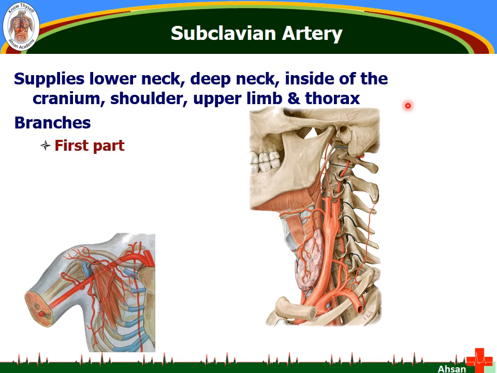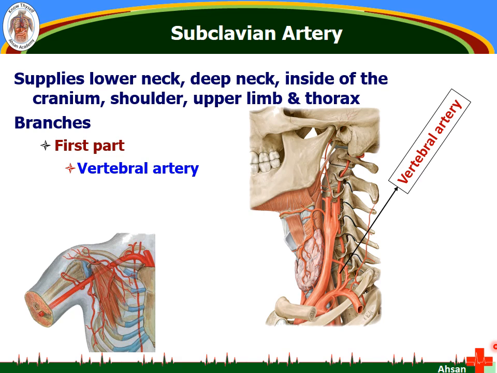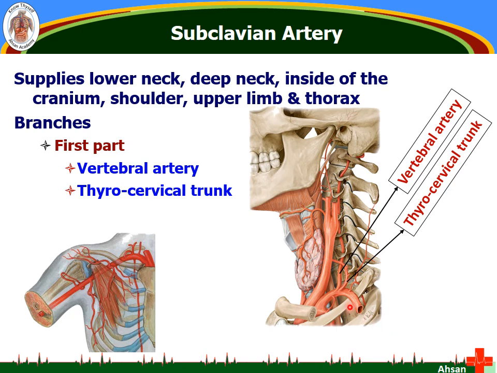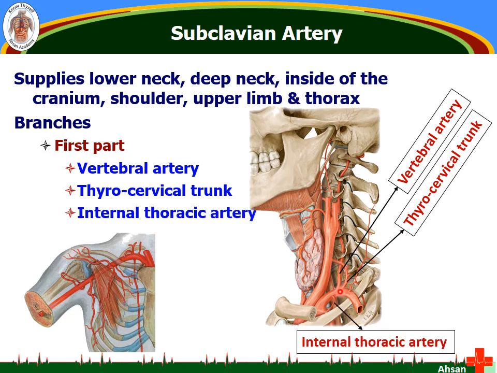From the first part, it gives vertebral artery. You can see this is the vertebral artery, arises from the first part. The second artery arising from the first part is the thyrocervical trunk. This is thyrocervical trunk. And you can see another artery. This is relatively smaller. This is internal thoracic artery, passes anteriorly. This is the third branch of the first part.